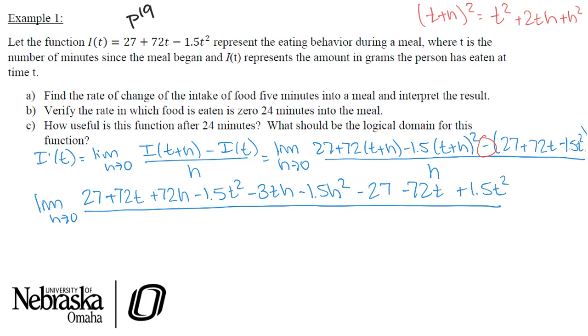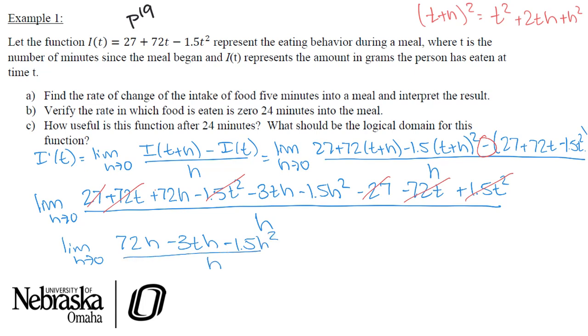This is long, so at this point we are really hoping that some things start canceling themselves out, and it looks like they do. So the 27s cancel out. We have a negative 1.5t squared and a positive 1.5t squared. Plus 72t minus 72t, and it looks like that's about it. So next step, the limit as h approaches 0 of 72h minus 3th minus 1.5h squared, all over h. And as you can see, an h will cancel out of each term in the numerator.